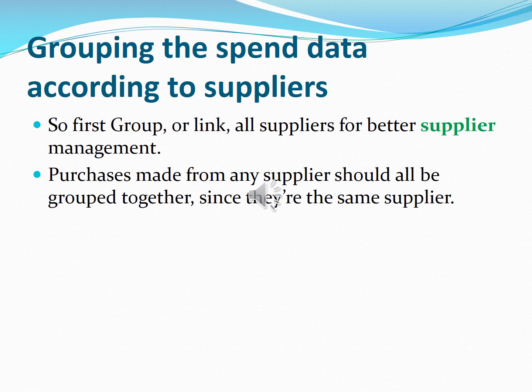To make our spend data more meaningful, we group or link them by supplier for better supplier management. So we separate all the suppliers and then see how much we are spending with each supplier and what we are buying. Purchases made from any supplier should also be grouped together, since they are the same supplier. So for each supplier we can put all their purchases together in one place.